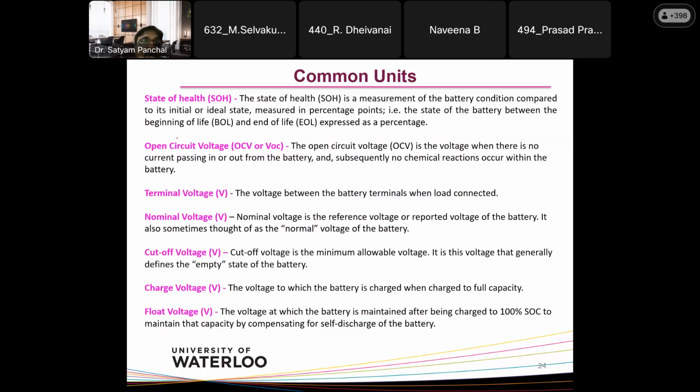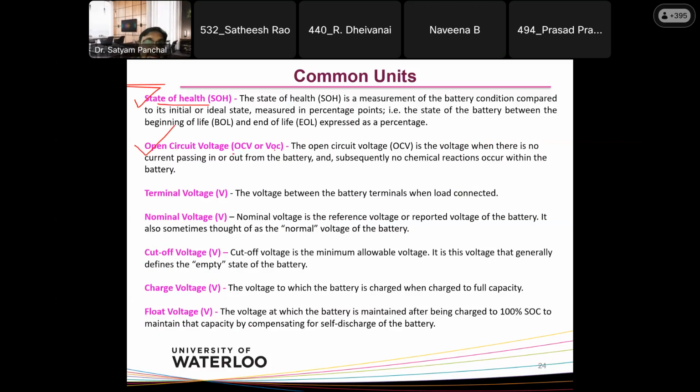A couple of other common units related to electric vehicles are state of health. SOH is a measure of battery condition compared to its initial or ideal state, measured in percentage. It is typically measured at BOL, beginning of life, MOL, middle of life, and EOL, the end of life of the battery.